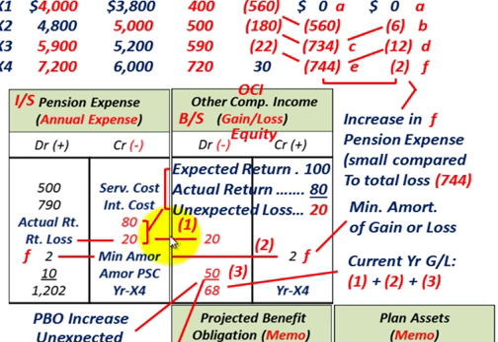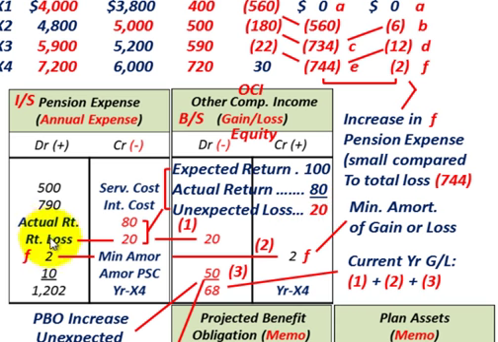Okay, but had it actually been a gain here, let's look at that. Our pension expense, let's say it was a gain here. We had an unexpected gain here. That is, our expected return was only 80,000, our actual return 100,000. So we'd have an unexpected gain.